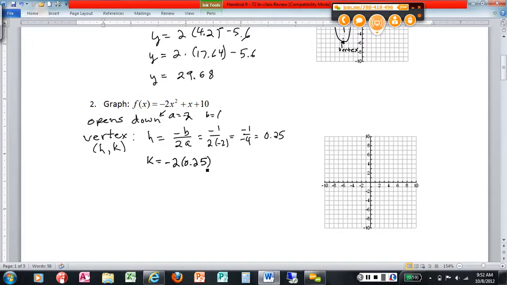So it'll be negative 2 times 0.25 squared plus 0.25 plus 10. And if we can multiply and add all that out, we should get it. And again, remember, square first. Squaring comes before all those others. So it'll be negative 2 times 0.25 squared, which is 0.0625, plus 0.25 plus 10. Here's what I get. I get 10.375. Anybody else get that?